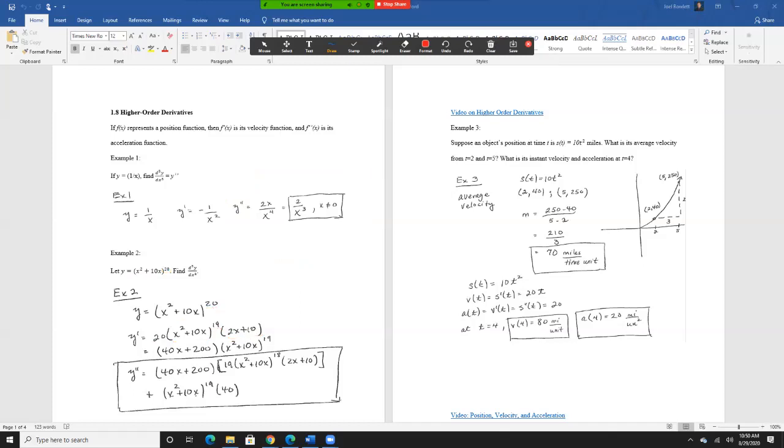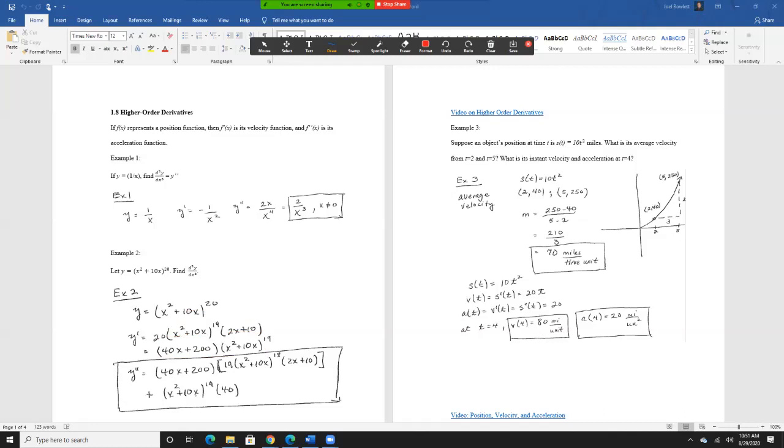And the rest of it is just trying to simplify this down to something a little more meaningful. I chose to distribute the 20 across here and here. That gave me 40x plus 200, multiplying that times x squared plus 10x all raised to the power of 19. So I would claim that this is a good stopping point for the first derivative. And so how do we find the second derivative?